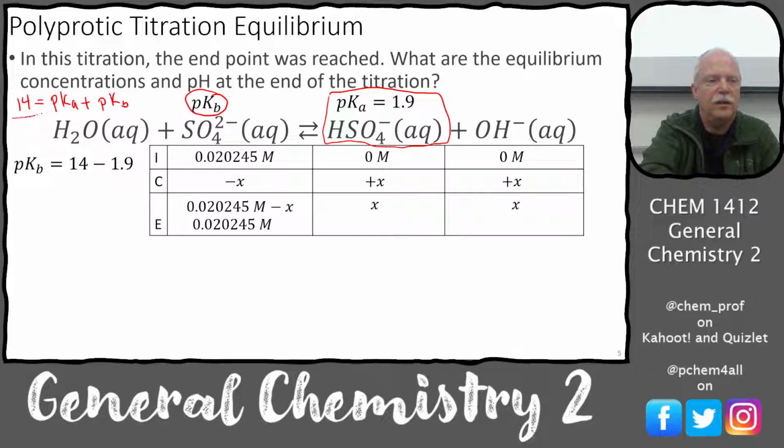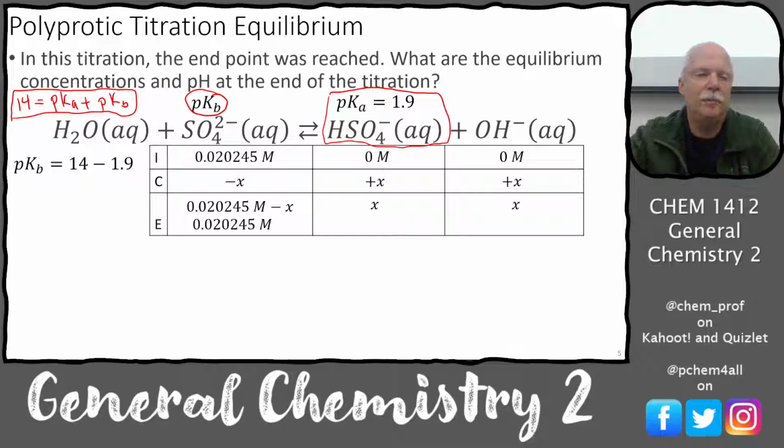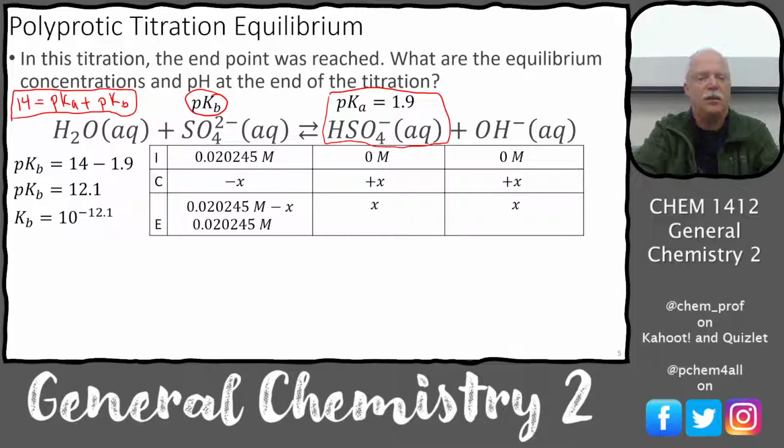So that's one of those equations that you have to have stuck in your memory. If you're given a pKa, you ought to be able to get the pKb by subtracting from 14. So here's our pKb value. This is the equilibrium constant for this reaction here. So Kb is 10 to the minus 12.1. So that's the numerical value of Kb.